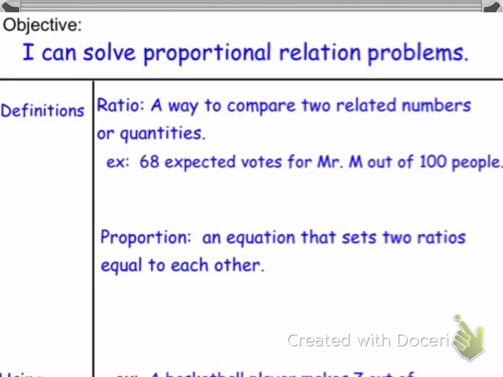The definitions that you need to be aware of is that a ratio is a way to compare two related numbers or quantities. The example that I'm going to give you is 68 expected votes for Mr. M out of 100 people. What we're comparing there is the number of votes to the number of people. Now you might see ratios given in multiple ways. The most common way is 68 votes out of 100 people.